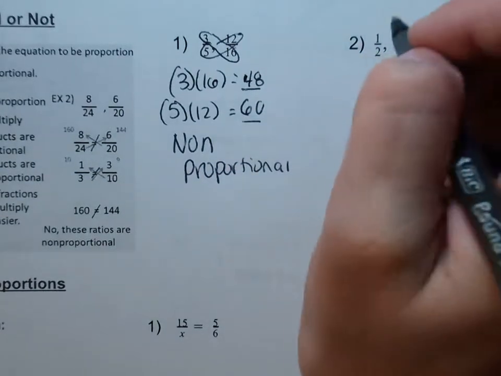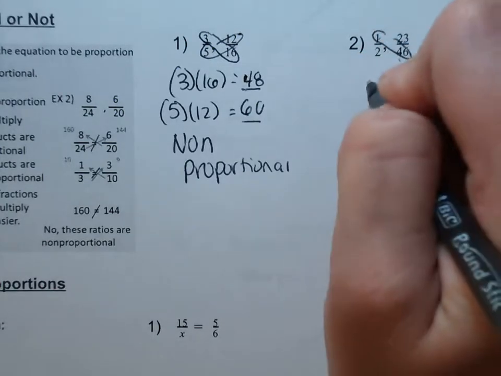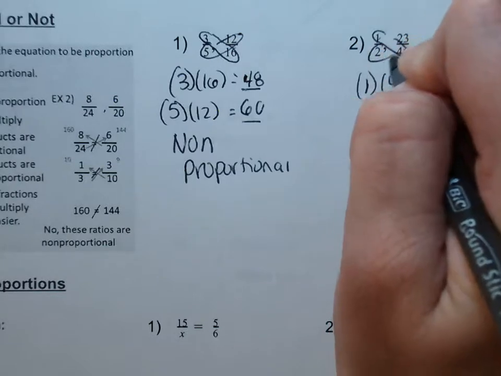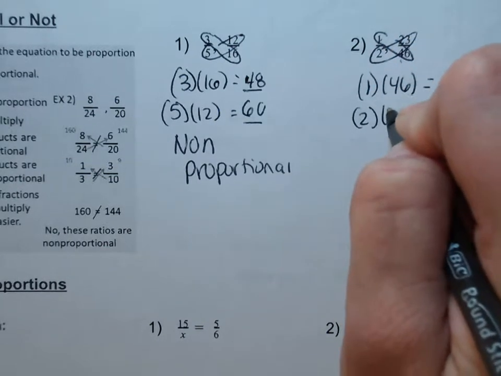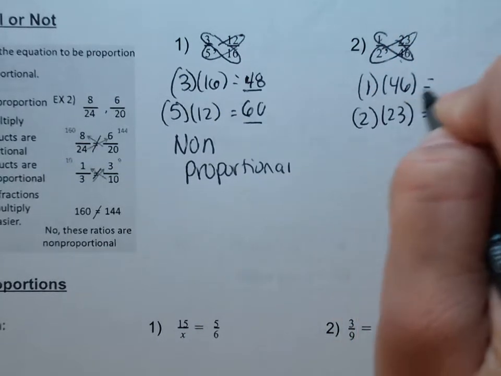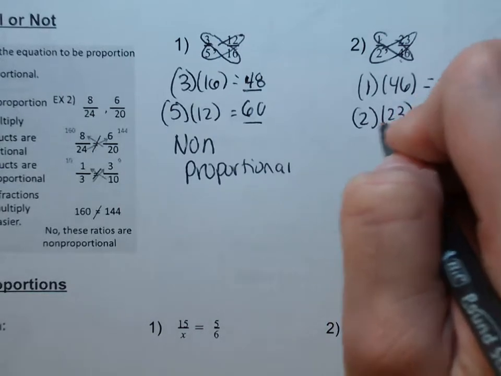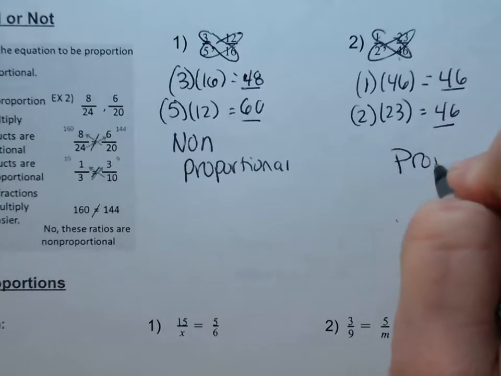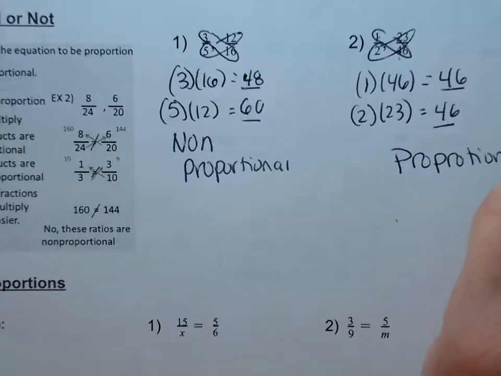If we look at number 2, we have 1 times 46, and we have 2 times 23. 1 times 46 is 46, and 2 times 23 is 46. Since these numbers are the same, we can say they are proportional.